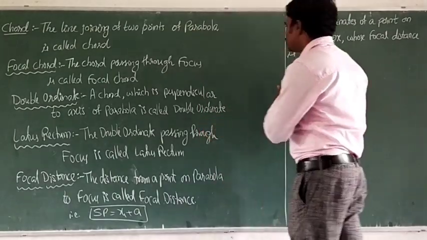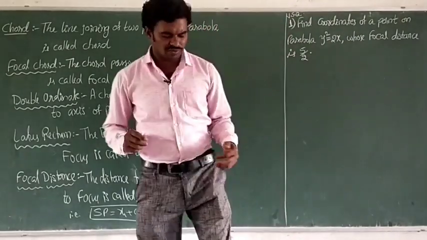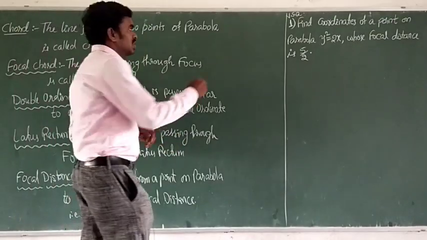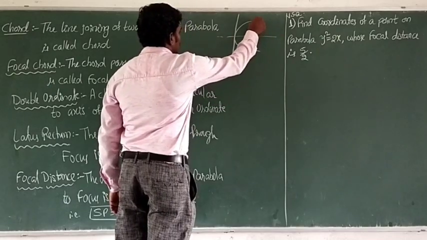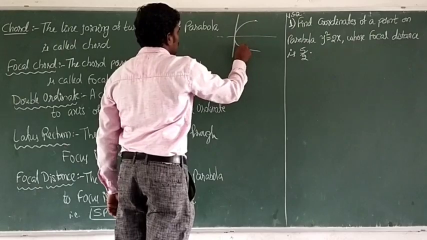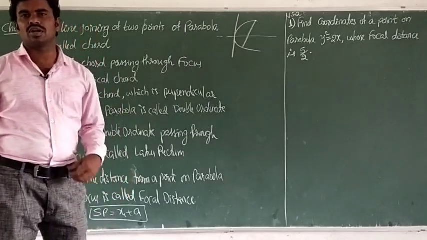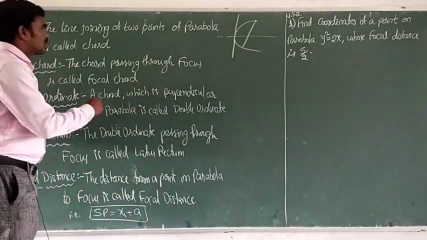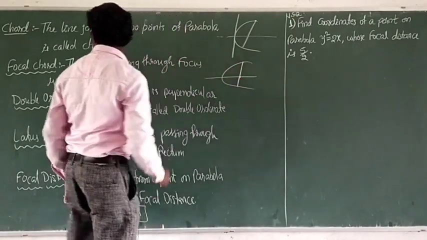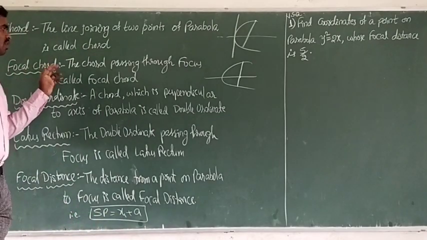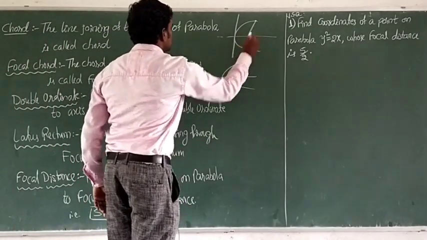Before going to the 2 marks questions, there are 4 simple definitions. The first one is chord. Chord means the line joining 2 points on a parabola is called a chord, like a chord on a circle. If that chord passes through the focus, it is called a focal chord. That is the second definition.